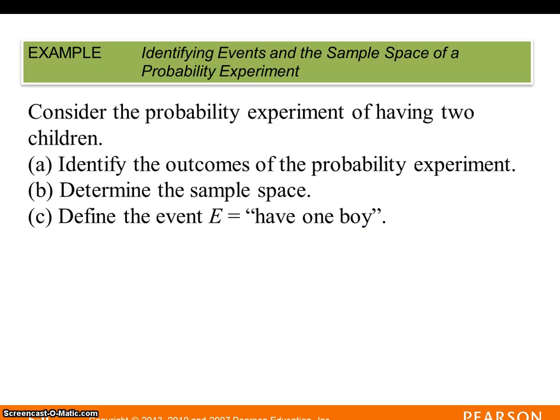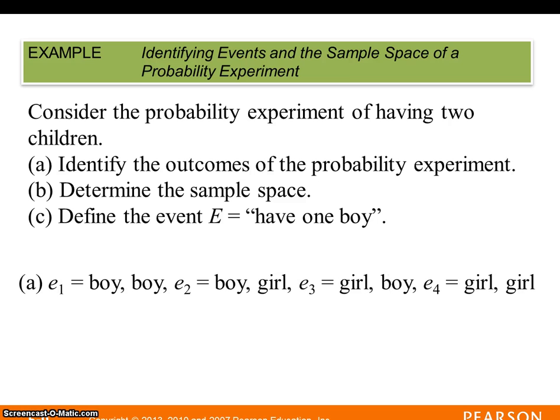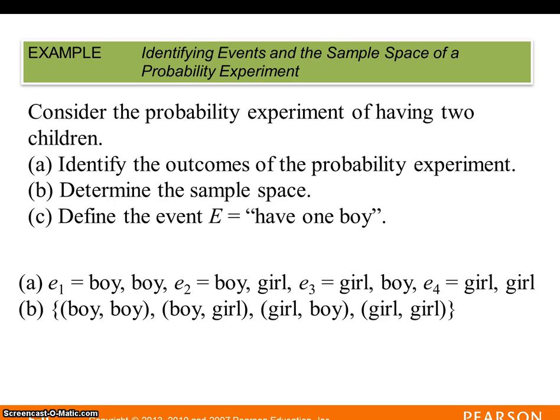So let's look at an example here. Consider the probability of having 2 children, and identify the outcomes of the probability experiment, determine the sample space, and define the event of having 1 boy. If you're having 2 children, typically you're going to either have a boy or a girl. So you can have a boy boy, boy girl, girl boy, or a girl girl. Those would be the 4 possible outcomes. The sample space in this case then would just be what we have. These are the 4 possible outcomes.